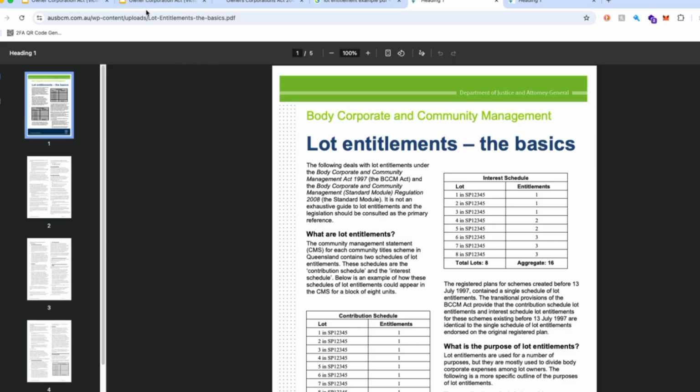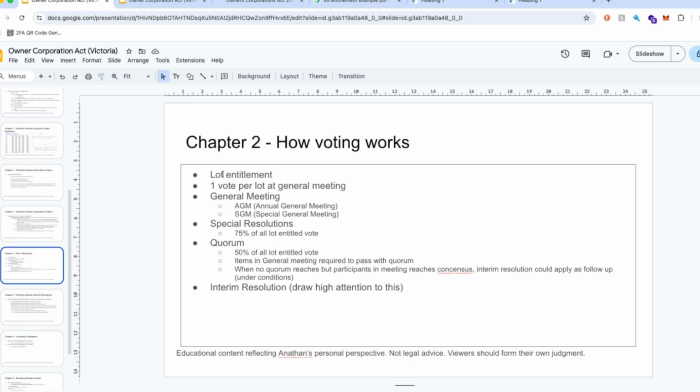And again, as mentioned, it could be due to various factors. It could be just that it's a larger lot than the others. Right, so this is lot entitlement.